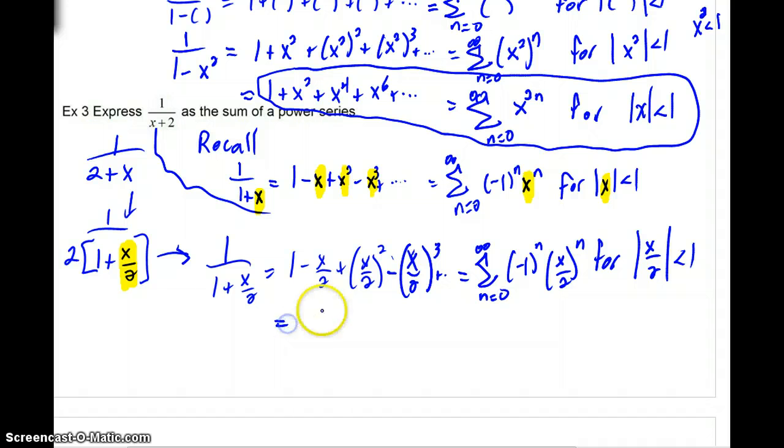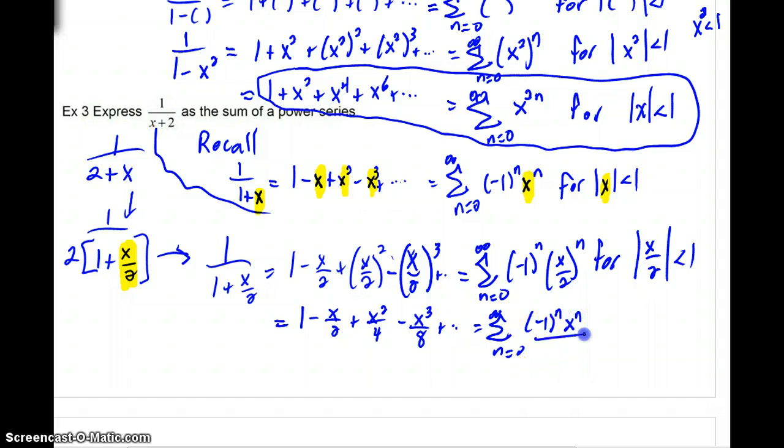Well, what would this really simplify into? Well, I think you can see quickly it's x squared all over 4 minus x cubed all over 8. And look inside of sigma. I think this could be especially helpful. You'll see that you've got (-1)^n, x^n divided by 2^n. And this is going to be for the absolute value of x less than 2. I could multiply both sides by 2.